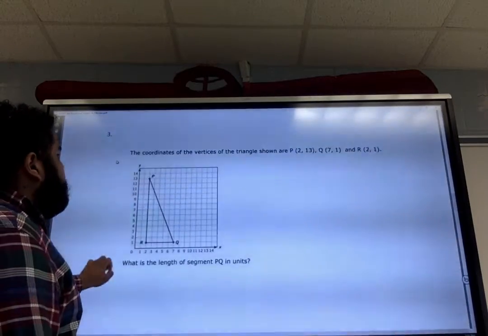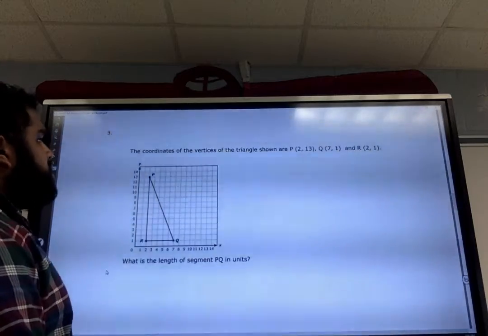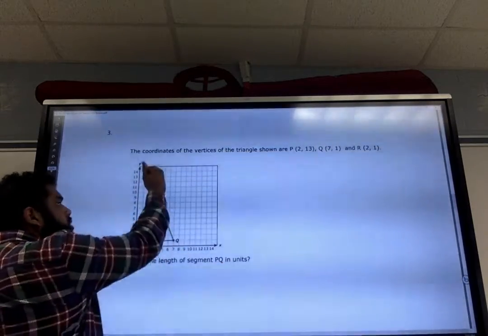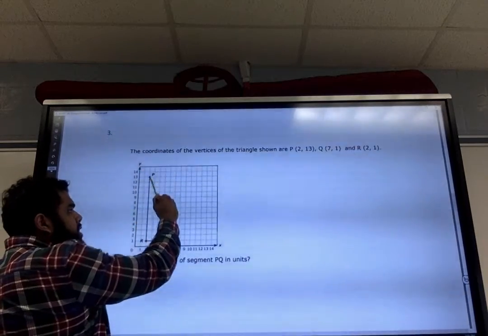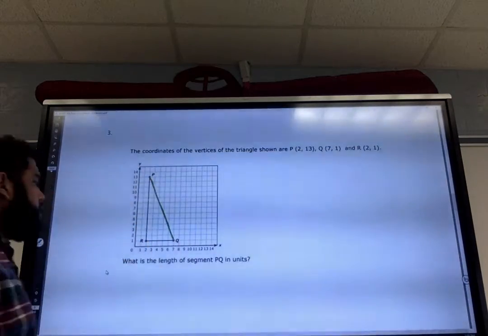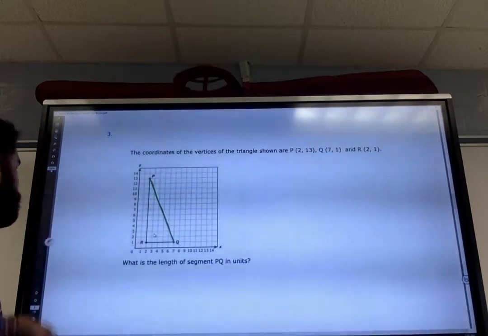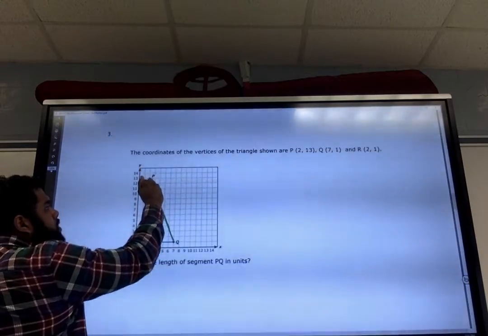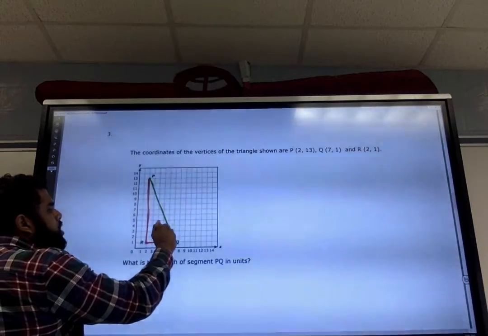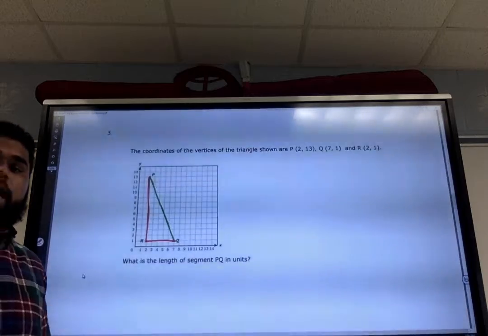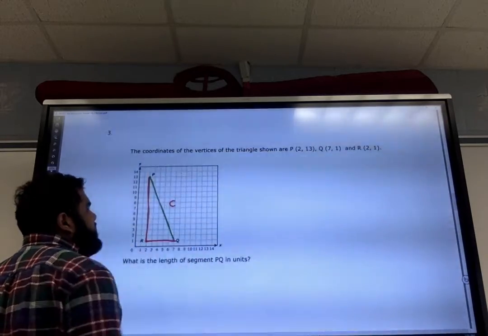Question number 3. The coordinates of the vertices of the triangle are shown below. What is the length of segment PQ? So I want to find the length of this line right here. Again, take a look. What shape do we have right here? It is a right triangle. So I know that in a right triangle, the longest side will always be the hypotenuse. So I already know that this is going to be C.